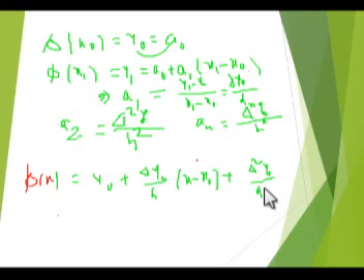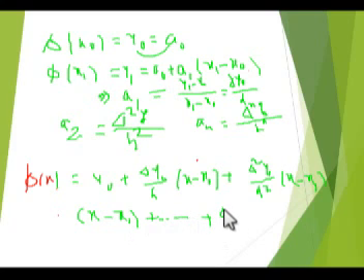by h square into x minus x0 into x minus x1, and the other terms can also be put in this form. And the last term will be forward difference operator n times y0 by h to the power n, and there we multiply x minus x0, x minus x1, x minus x2, at last x minus x n minus 1. So this is called Newton's forward difference interpolation formula.